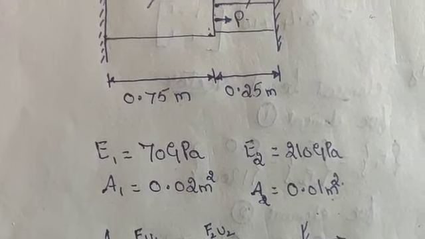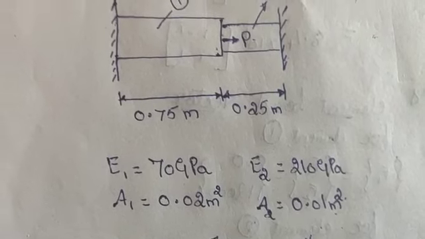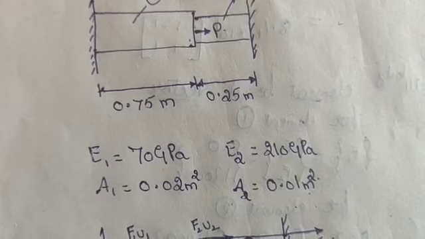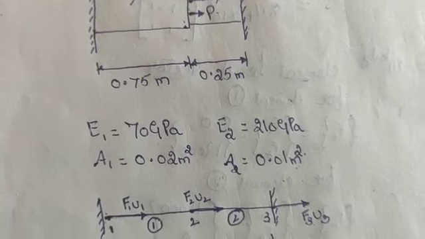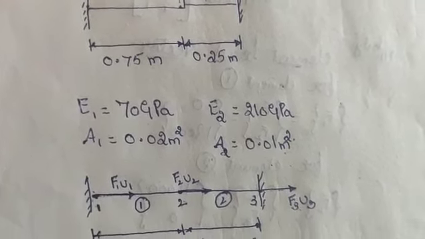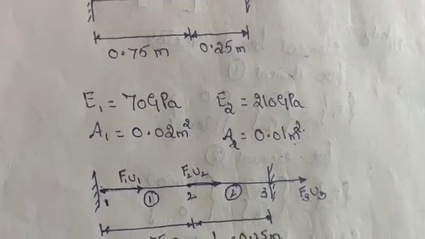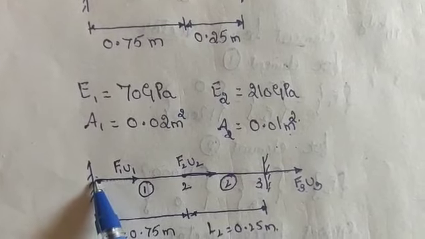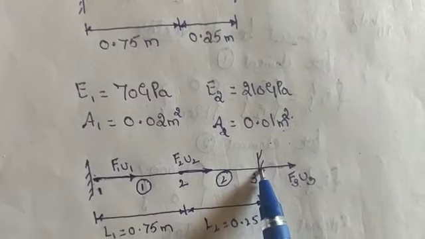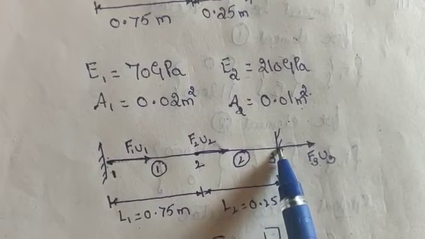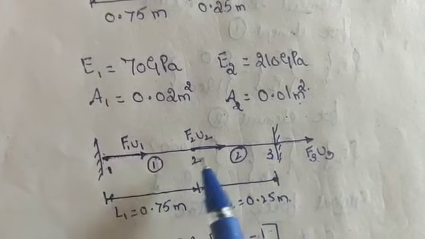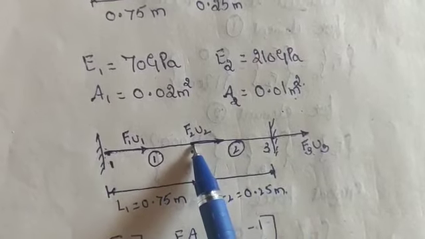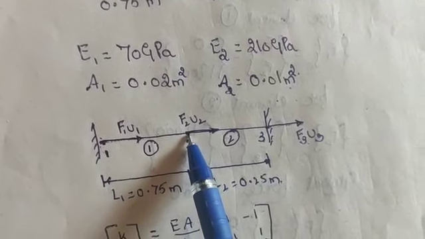Area of element 1 is 0.02 meter square, and area of element 2 is 0.01 meter square. If you are going to model it in FEA, this is how you are going to model it here. It has been fixed at this particular point and at this particular point. Node 1, node 2 and node 3. The load has been applied at this particular point.